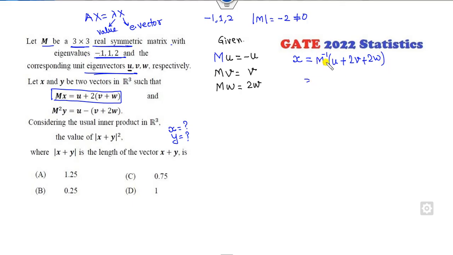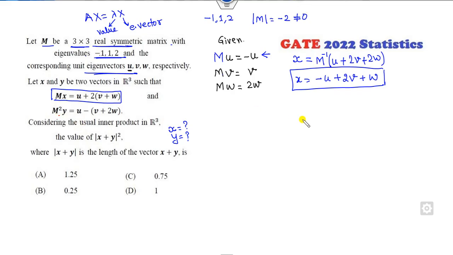If I open this, it is M inverse of u. What is the M inverse of u from this case? It's minus u. Plus, what is the M inverse of v? If I multiply both sides, it's v. M inverse of w will be plus, sorry, it's twice. What is the M inverse of 2w? It's nothing but w. This is the value of my x.